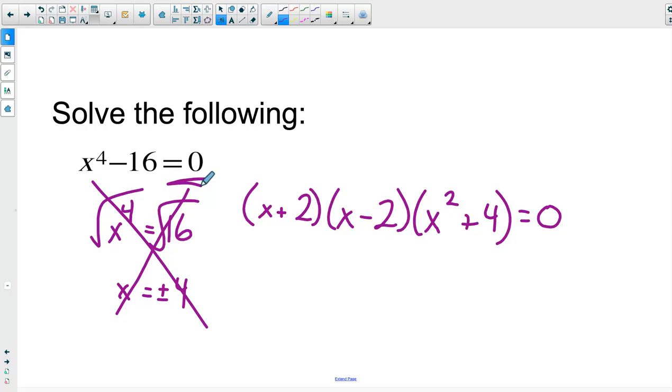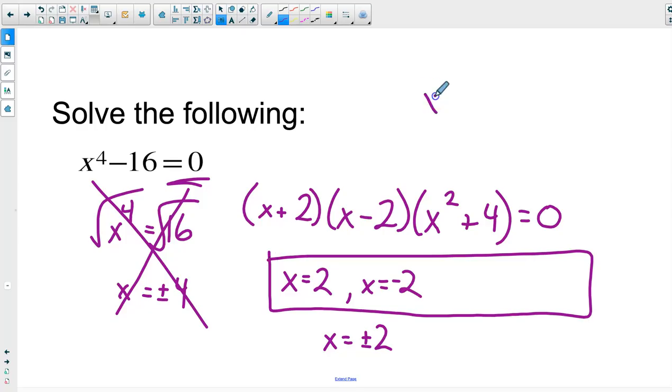2 of my solutions are really easy to see. What are 2 of my solutions? X equals 2, x equals negative 2. Perfect. So some people like to write it like that. I like to write it like this. I always have a few people that like x equals plus or minus 2. I don't care which way. They both are the same thing. I'm just going to keep going with this.